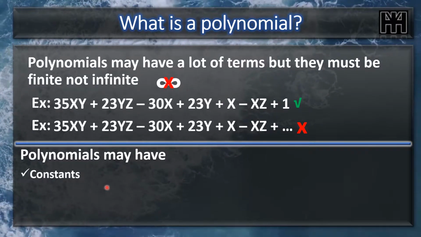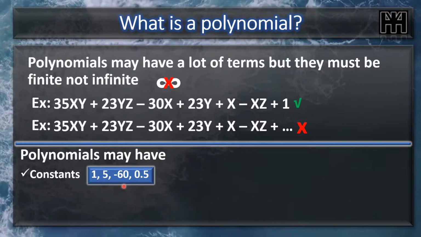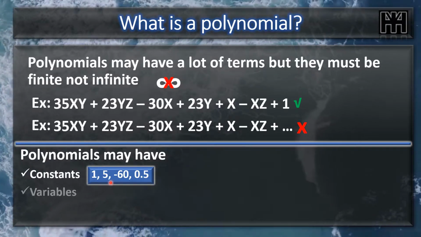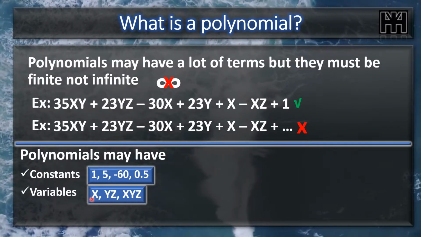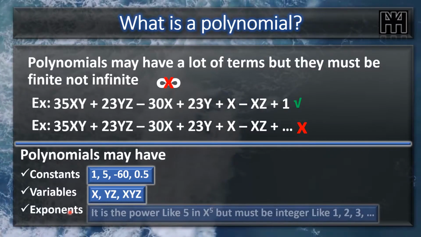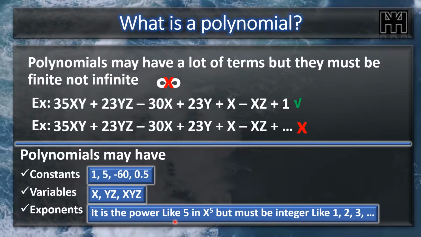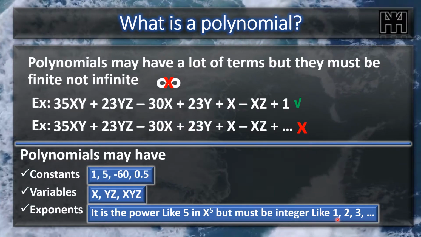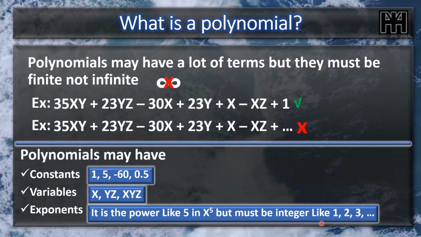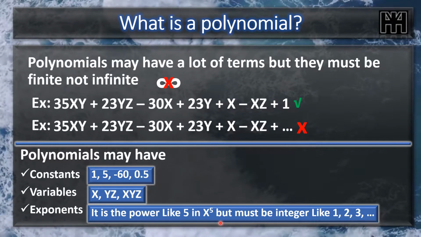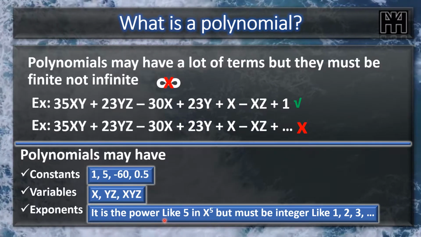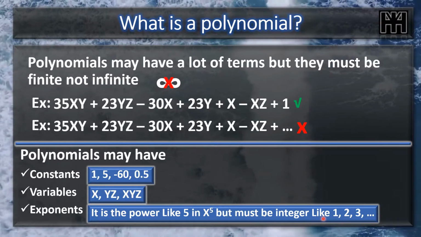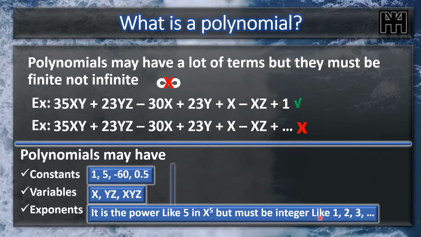Okay, polynomials might have constants as 1, 5, any constant number, 1.55, anything, 1 over 2, and variables x, y, z, and exponents. An exponent is a power like 5 in x power 5. It is a power, but it must be an integer, like 0, 1, 2, 3. If it's not an integer, then it's not a polynomial. If it's negative, it's not a polynomial. It has to be a positive integer or 0.